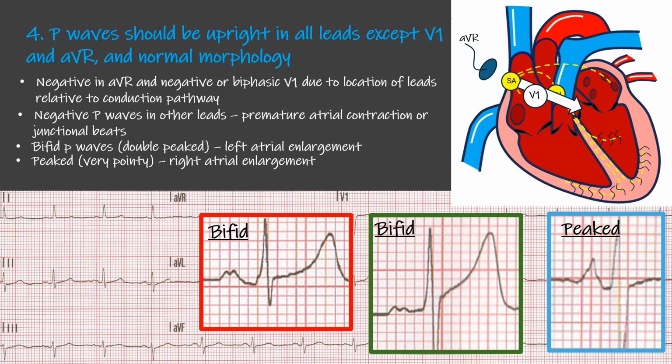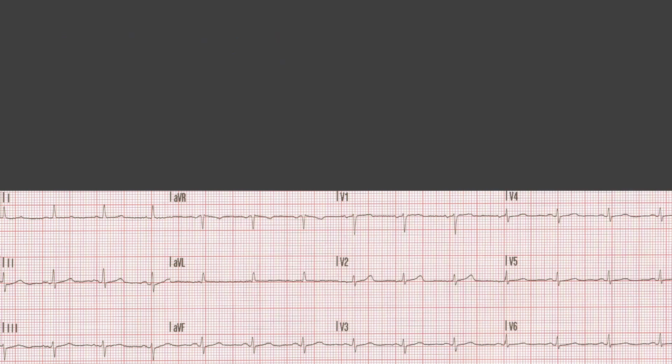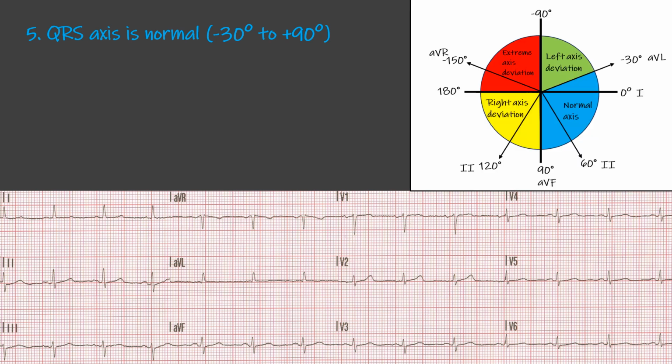We'll now move on to point number 5. So point number 5, we're going to check that the QRS axis is normal. So that's anything between negative 30 degrees and positive 90 degrees. So here's a diagram of the cardiac axis as a reference.